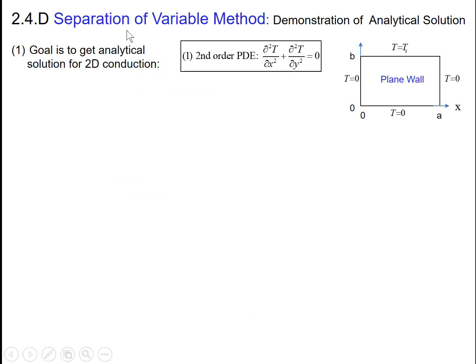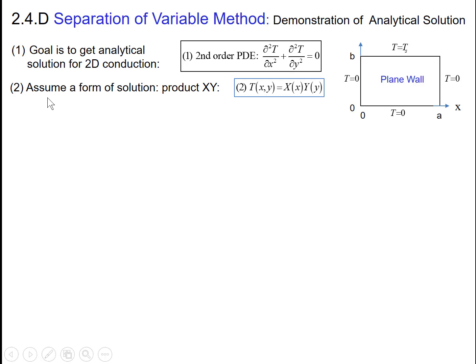D. Separation of variable method and a demonstration of analytical solution. First, our goal is to get analytical solution for this 2D steady conduction governed by the second order PDE in equation 1 on this physical system. Second, we assume a form of solution for this PDE, which is product function x and y.